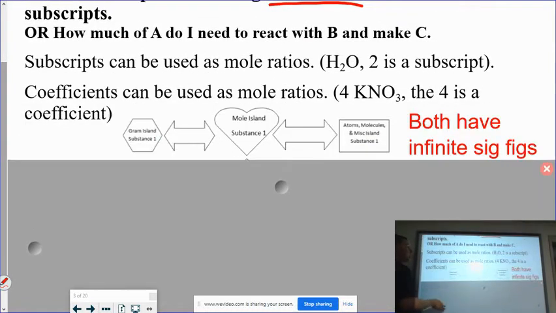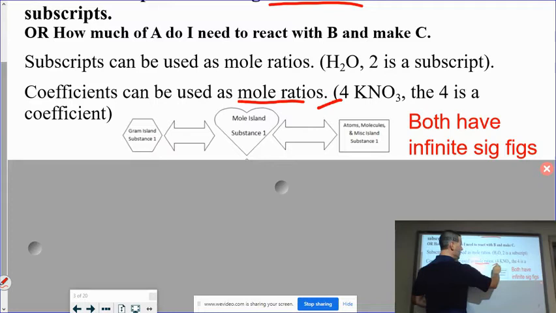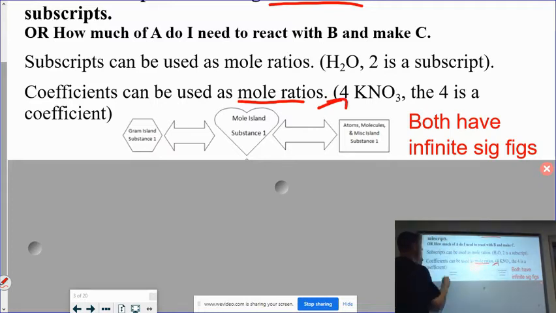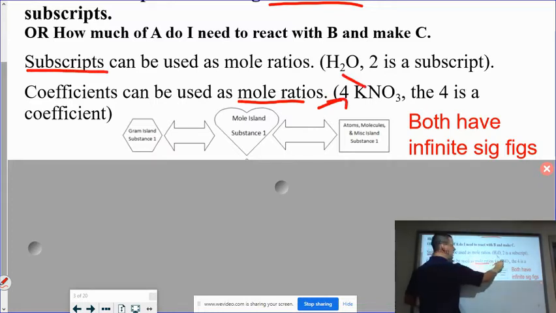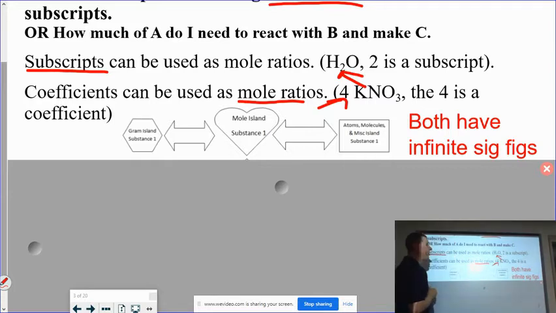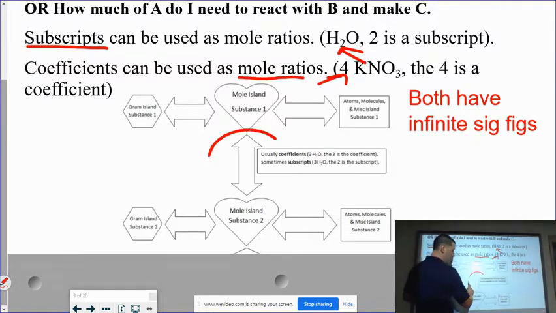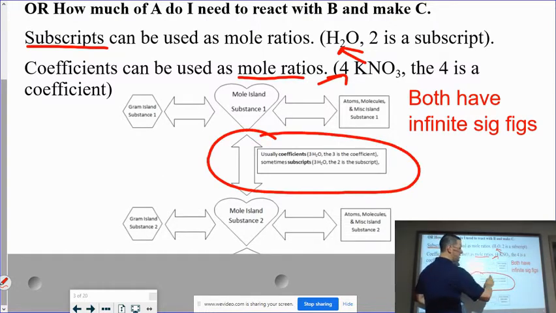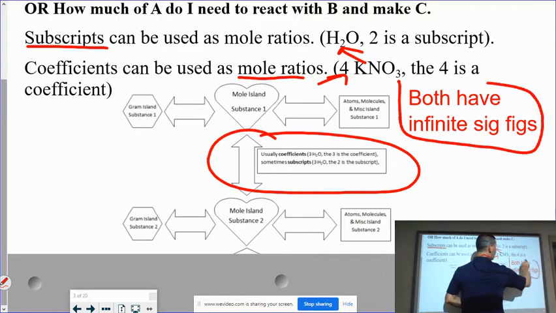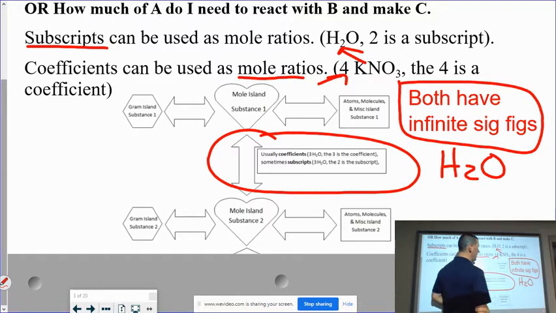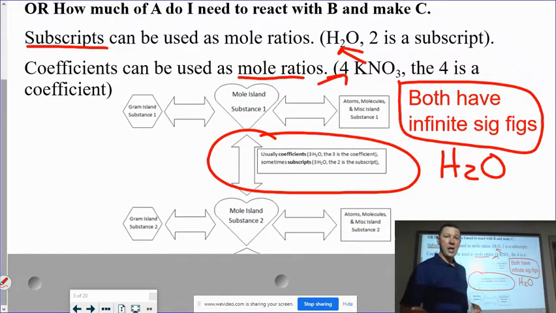Coefficients are mole ratios. So coefficients are the numbers that are in front of compounds, and subscripts, these are like these little small numbers. Those are mole ratios as well. No matter what, though, subscripts and coefficients have infinite sig figs. And that's because water is always H2O. It's never anything else. And a balanced equation, it's only going to be balanced one way. And so therefore, it's going to have infinite sig figs as well.